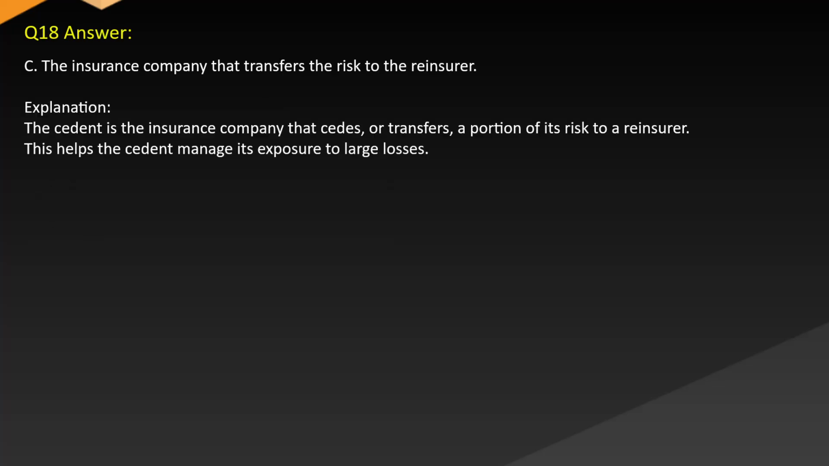Answer: C. The insurance company that transfers the risk to the reinsurer. Explanation: the cedent is the insurance company that cedes or transfers a portion of its risk to a reinsurer. This helps the cedent manage its exposure to large losses.